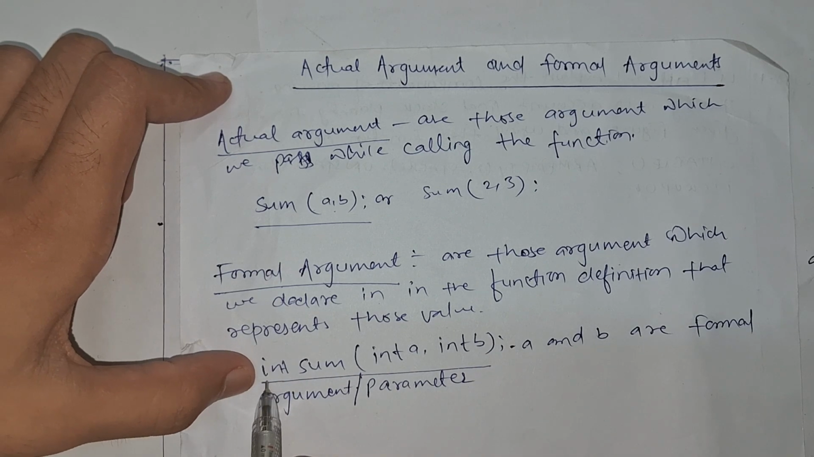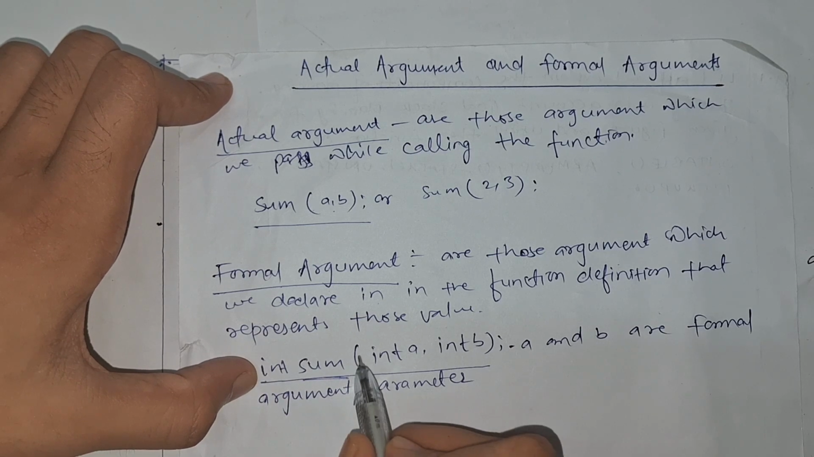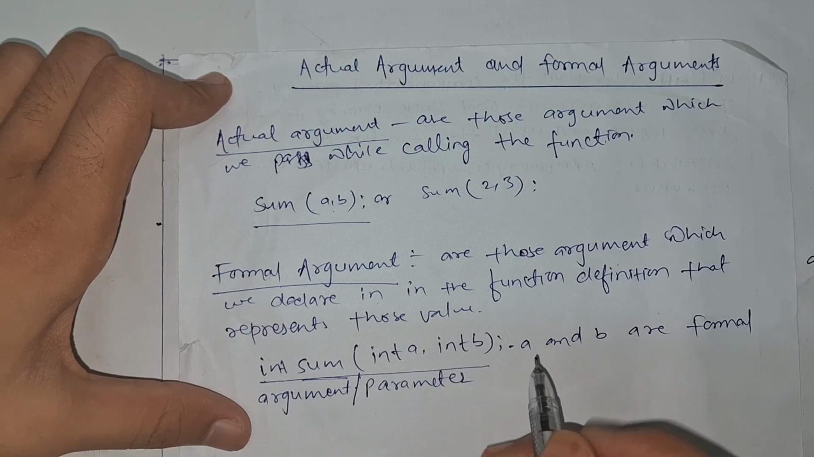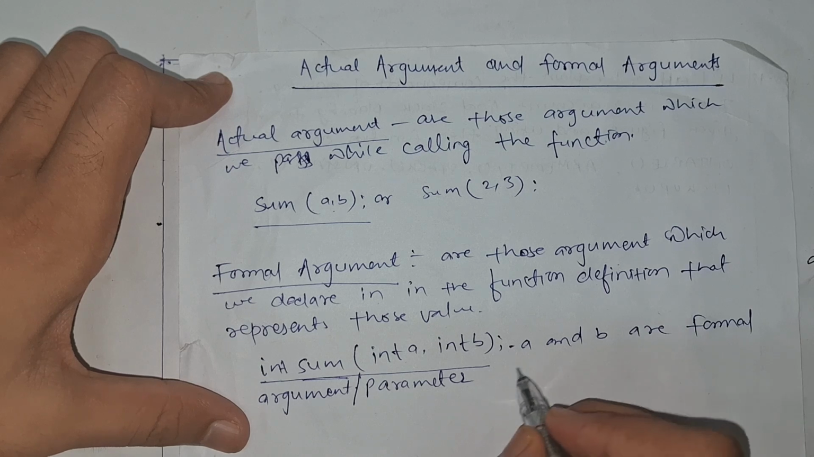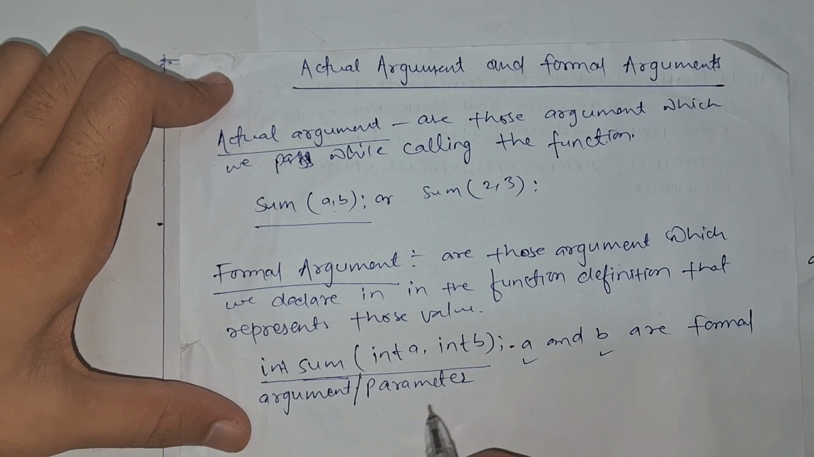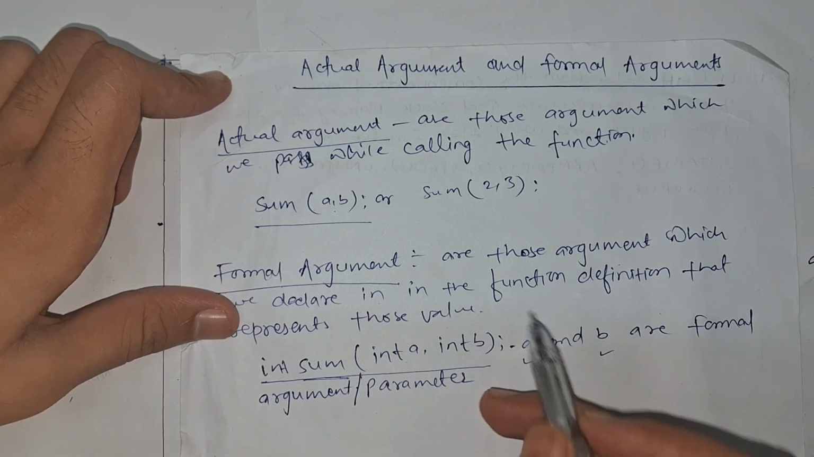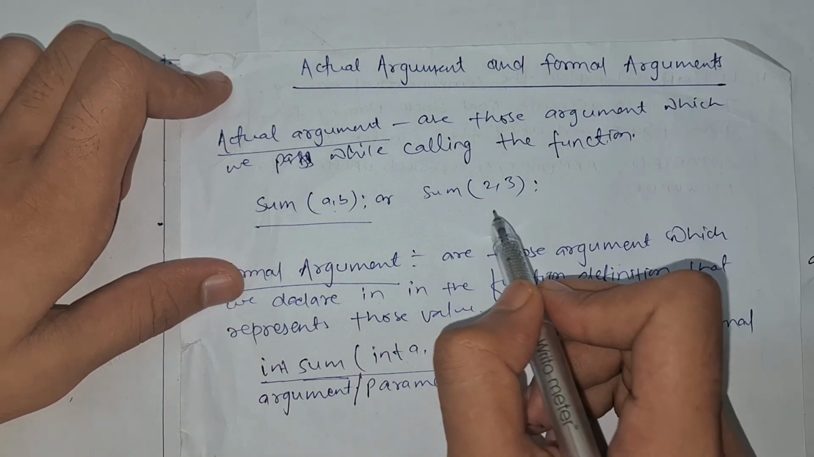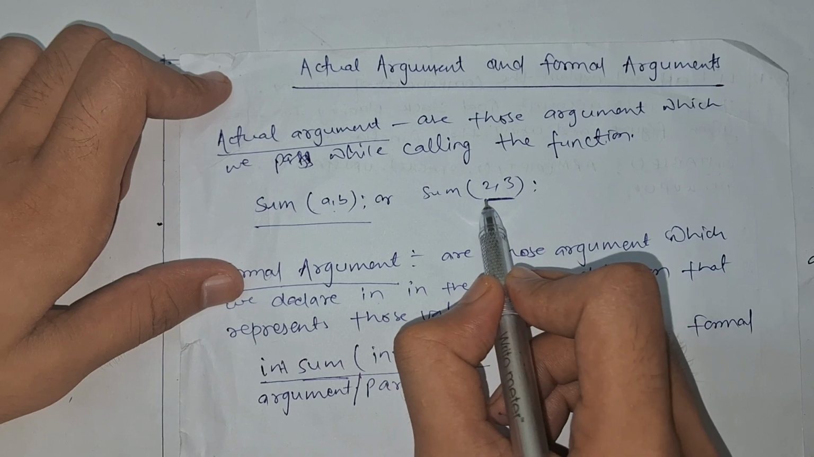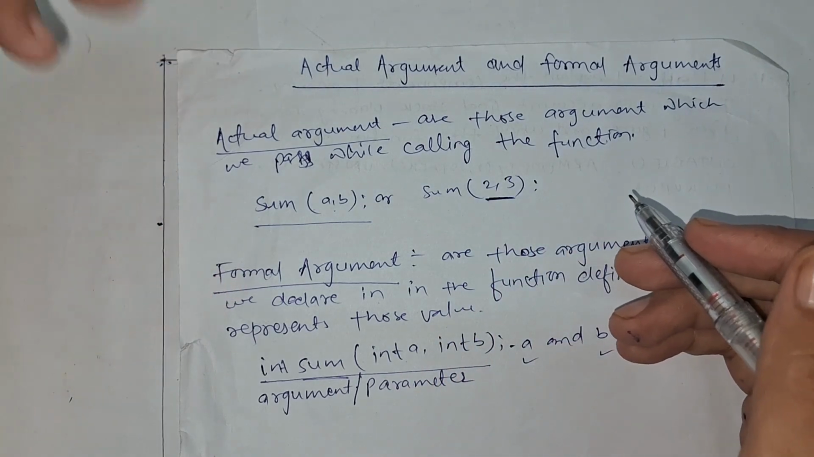First we write the data type or return type of the function, then the name of the function, and after that we declare some variables in the parentheses of that function. So I have mentioned here that a and b are the formal arguments, or we can say parameters. And like this, we can also call these two variables, or these two numbers, actual arguments, whatever we are going to pass.